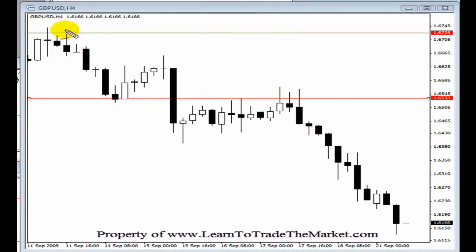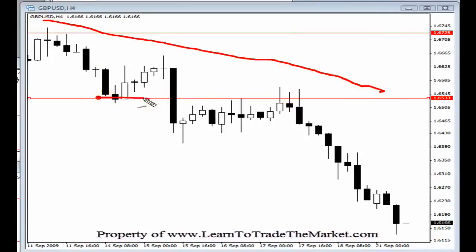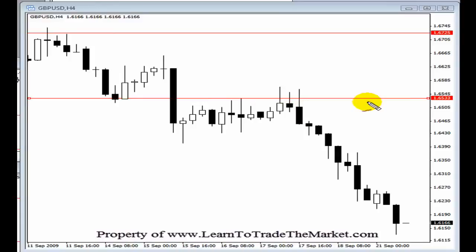Now that's giving us 2 points of confluence. You've got that downtrend, you've got that horizontal level. What we're now looking for is the third point of confluence. This is the third tick in the box. We've got 2, so what's our third? Now the third will be a confirmation via a price action event or price action signal.